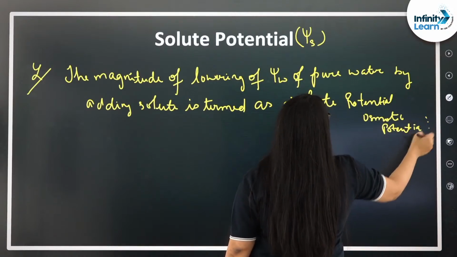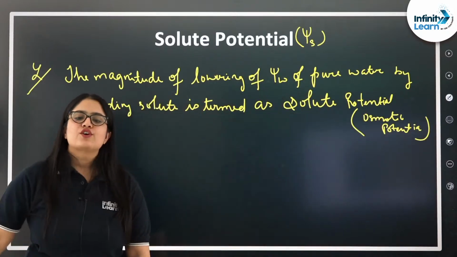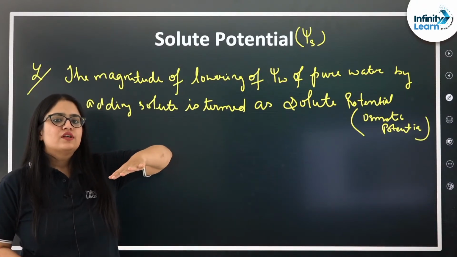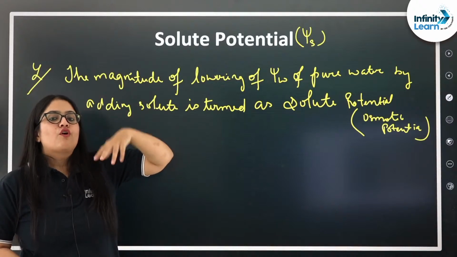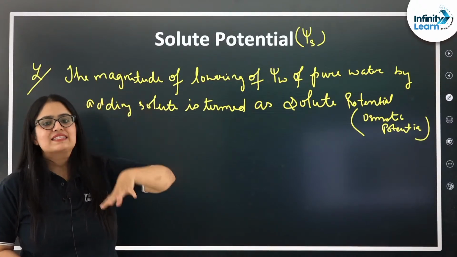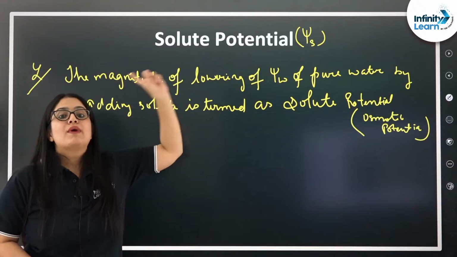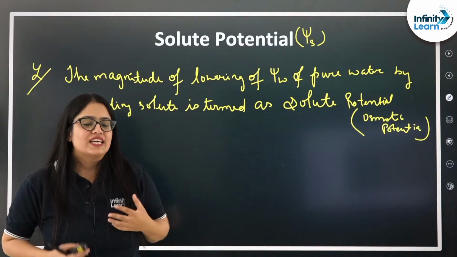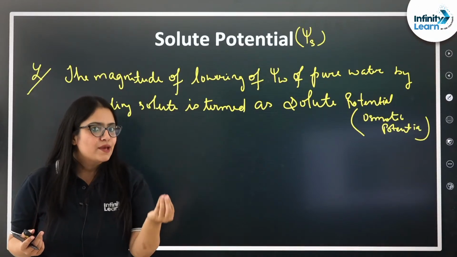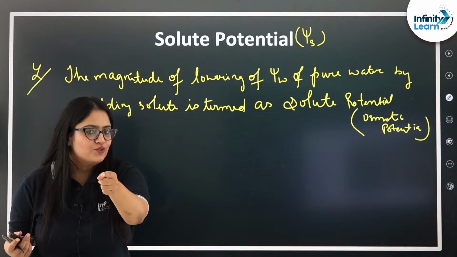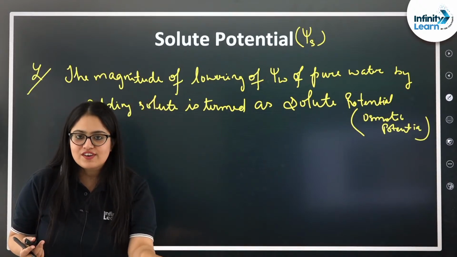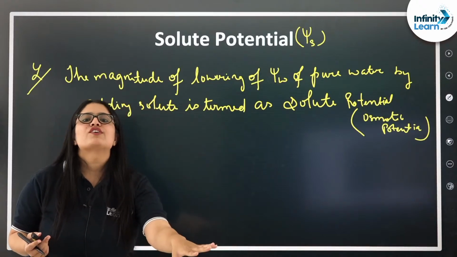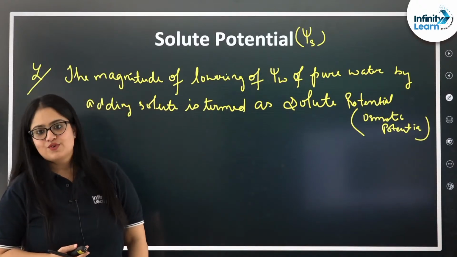So how do we define psi s? How do we define solute potential, my kids? It is the magnitude by which the water potential of free water molecules has decreased in pure water by adding solute in it, right? So what is solute potential? In simpler words, it is the ability of the solute molecules to decrease the number of free water molecules, right? And as a result, they decrease the water potential of a solution, right?